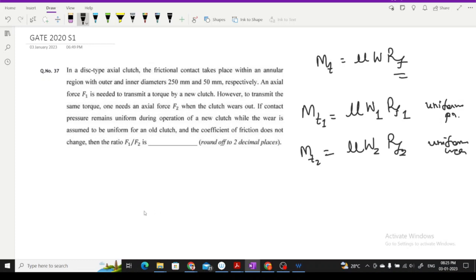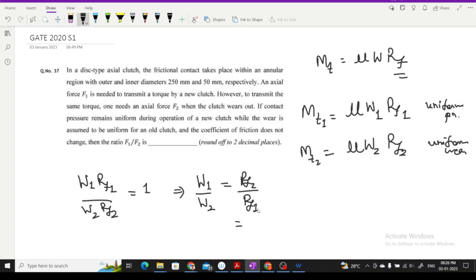R_f1 and R_f2 is 0.8572. Sorry? The answer will be 0.8572. It is almost around 0.87. Well, can you tell me what W1 R_f1 by W2 R_f2 is? Both are equated, right? So let me write it as equal to 1. Basically, W1 R_f1 is equal to W2 R_f2, so from that W1 by W2 is R_f2 by R_f1. So what is R_f2 for uniform wear? What is the radius?